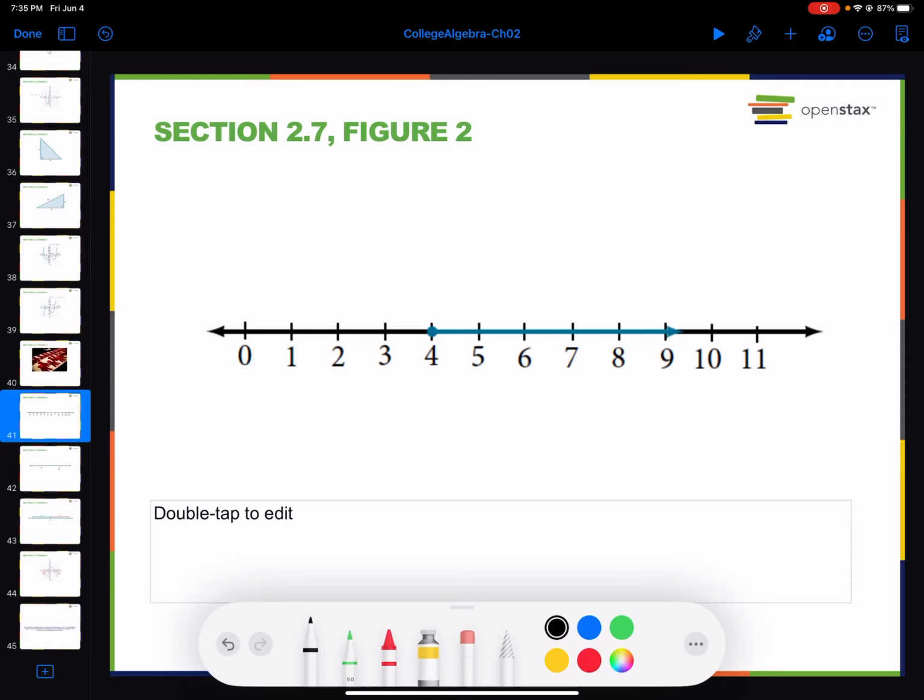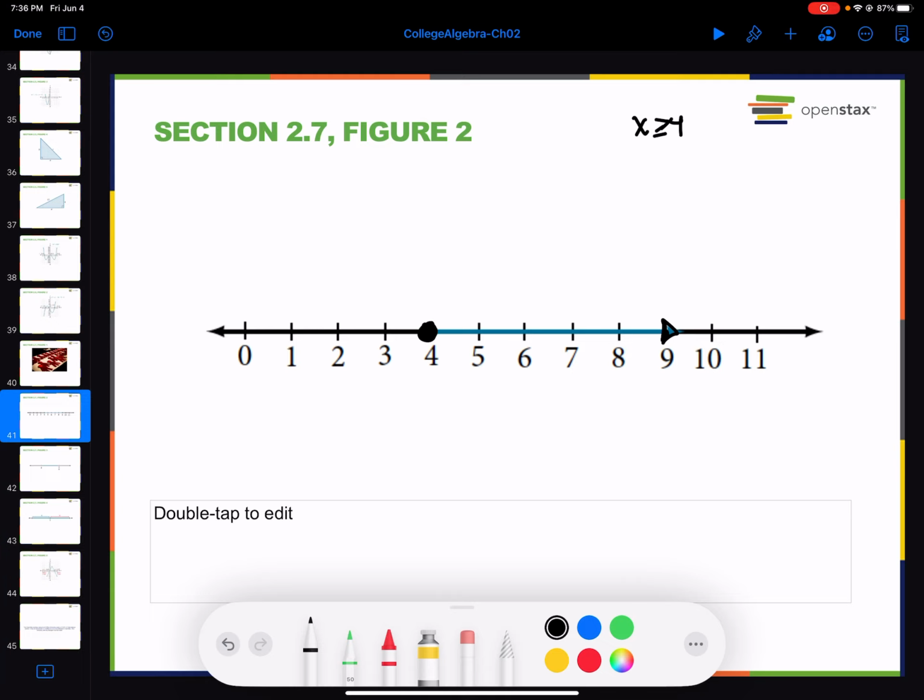Section 2.7 is discussing linear inequalities and absolute value inequalities. In this particular slide, it's showing you that there are many ways that we can write the solution for an inequality that says x greater than or equal to 4. In this case, they're showing you on a number line.